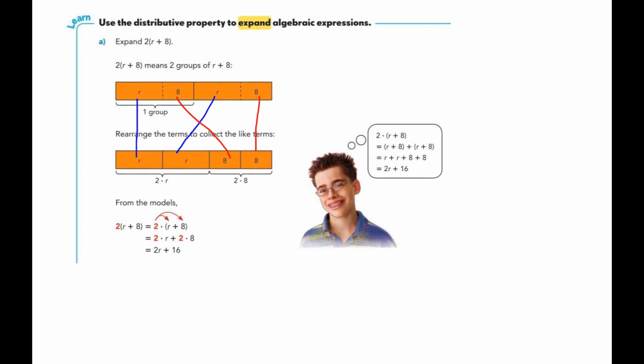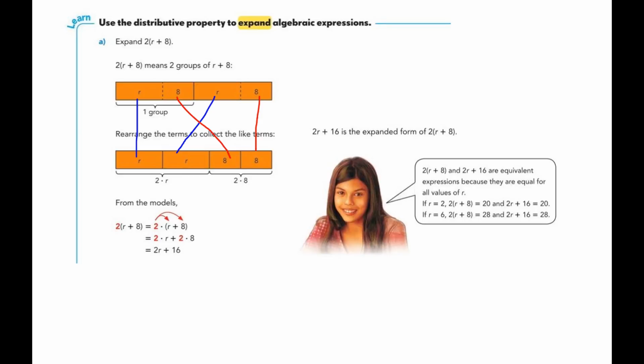There's another way to think about it, which is what they show on the bar model: 2 times (r plus 8) is 2 groups of r plus 8. We'll put the like terms together, r and r, 8 and 8, and then combine them. That's 2r, and 8 and 8 is 16. So the 2r plus 16, which is what you came up with, is the expanded form of 2 times (r plus 8).